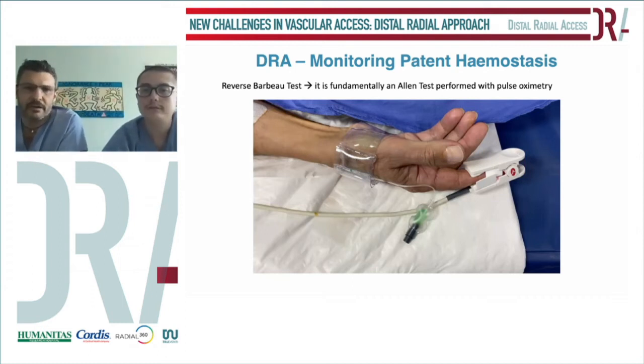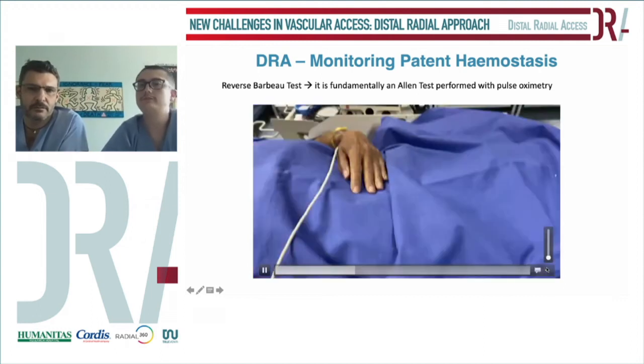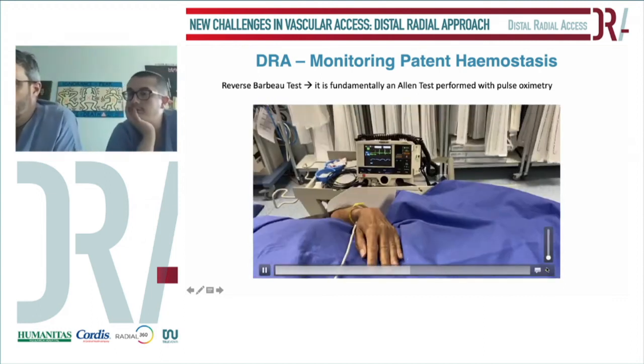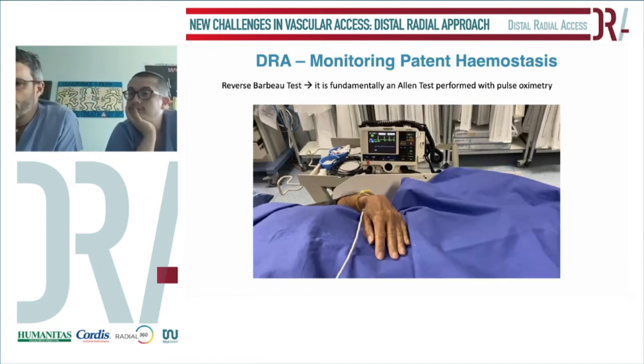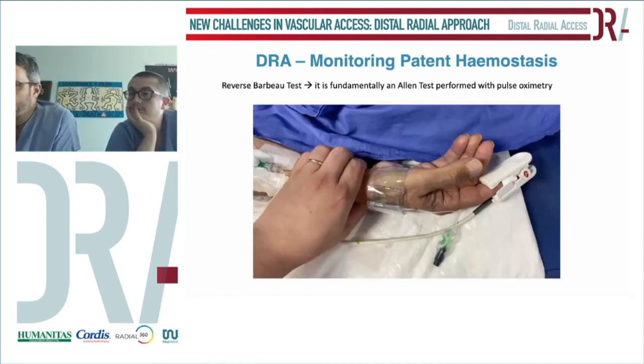Okay, I have a question. Okay, I have a question from the chat that is related to this topic. What is the rate of patent hemostasis that you achieve in distal radial access?